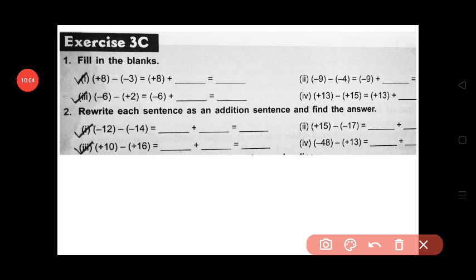Let's solve exercise 3C. First one is fill in the blank. The question given is plus 8 minus minus 3. So if you see the question, you have to write it as an addition sentence. If you notice here, minus is outside the bracket and inside the bracket also. So according to the rule, if there are two negatives, that means it's converted into positive, and we write it here as 3. Now 8 plus 3 is 11. There is no need to put a positive symbol if the answer comes in positive.